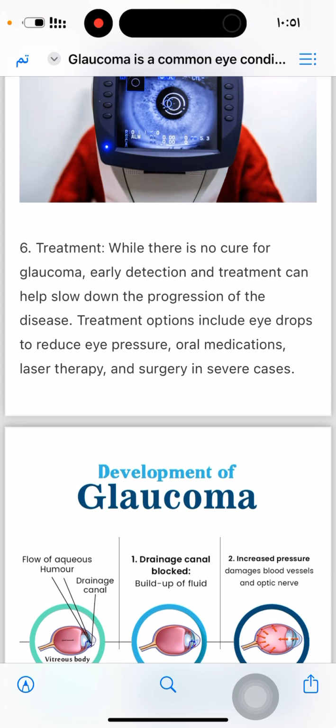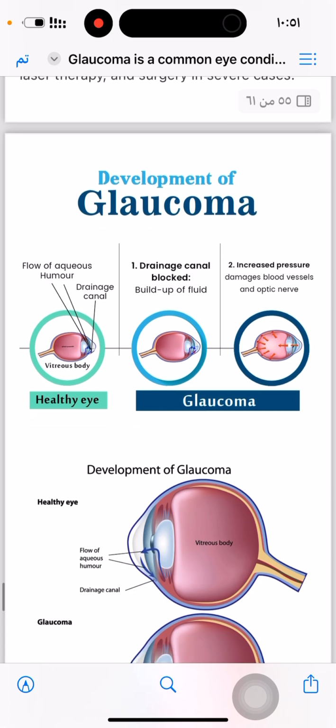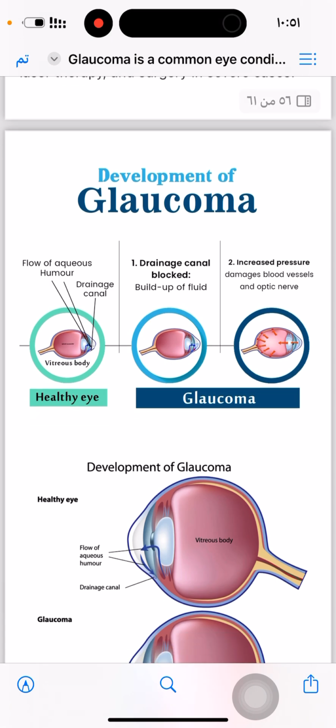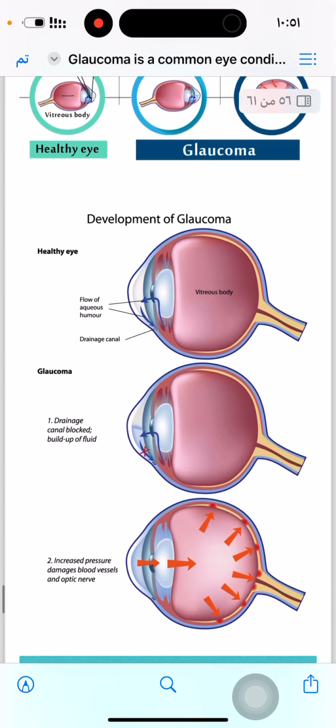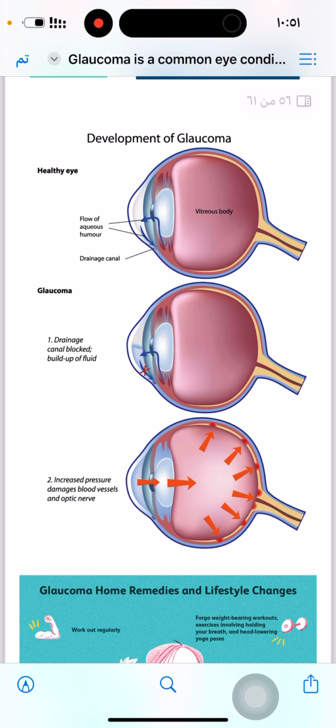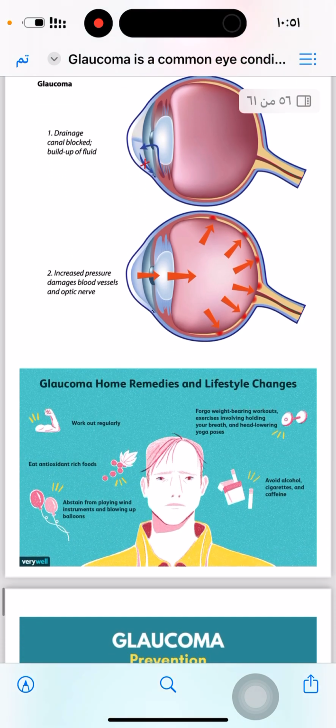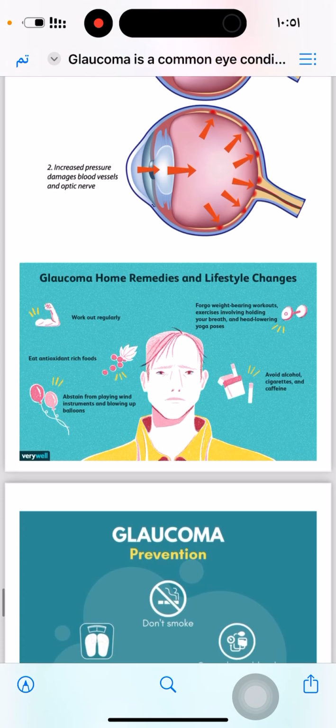Before we discuss the treatment, we must understand the development of glaucoma. As you see, in a healthy eye we have drainage angle and flow of aqueous humor. While if aqueous humor outflow is prevented or blocked, this leads to increased intraocular pressure, causing edema and optic nerve damage. As you see here: drainage blockade, increased intraocular pressure, edema, optic nerve damage.